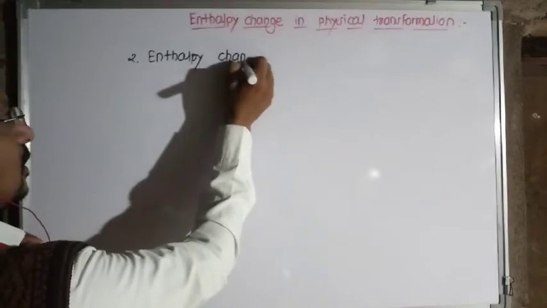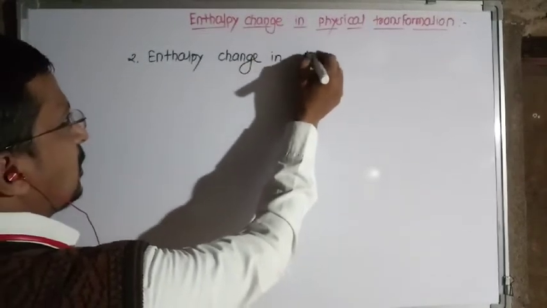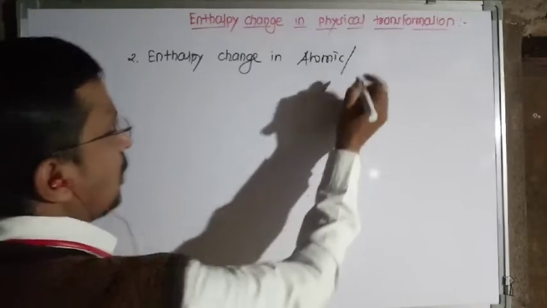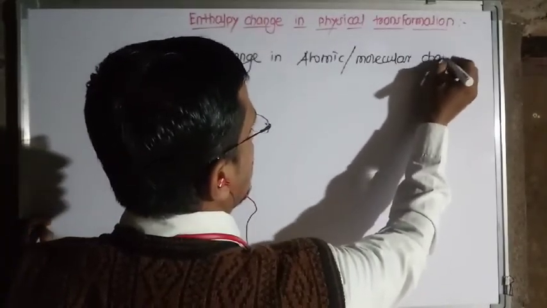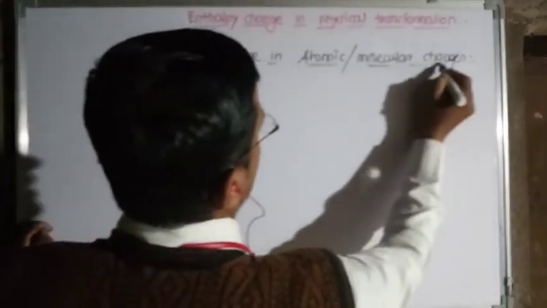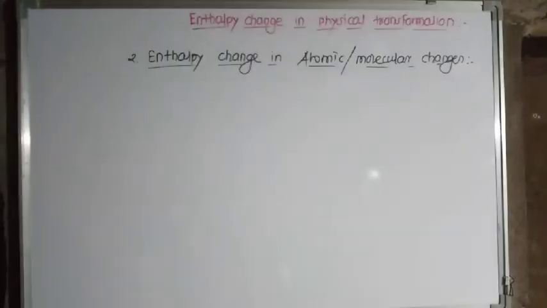Then the enthalpy change in physical transition process part is completed. Now the next part is the enthalpy change in atomic or molecular changes, or enthalpy change in atomic or molecular process.